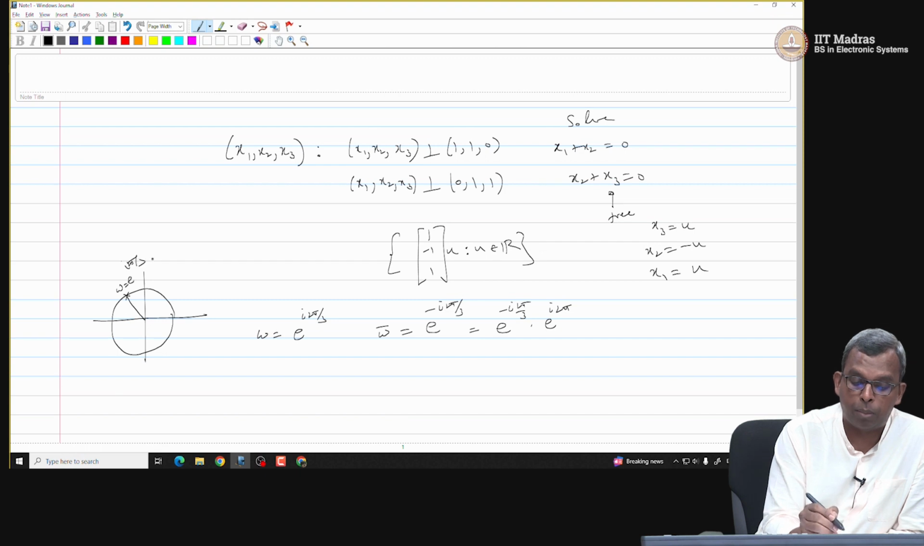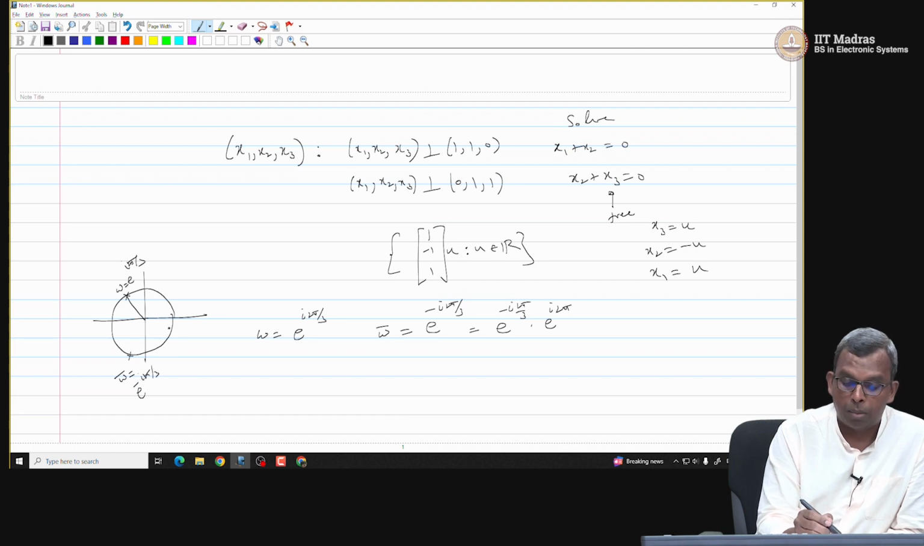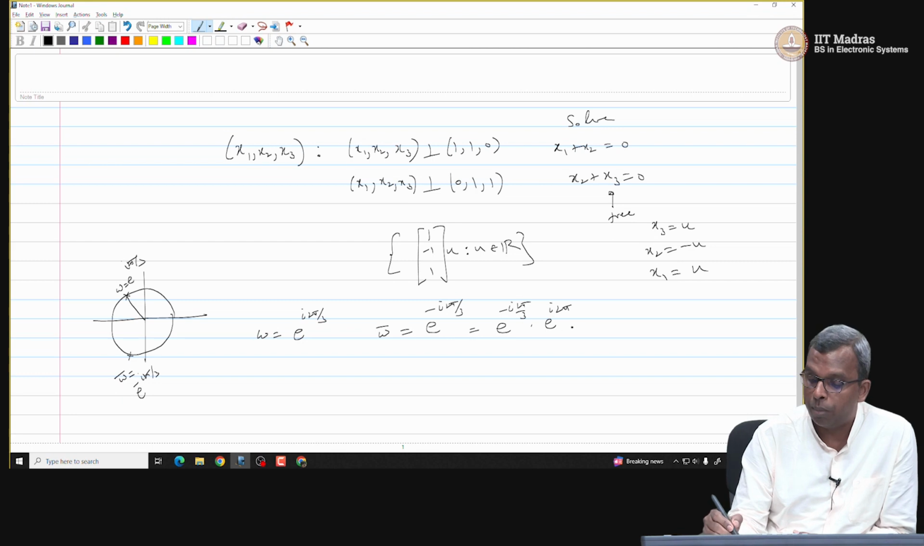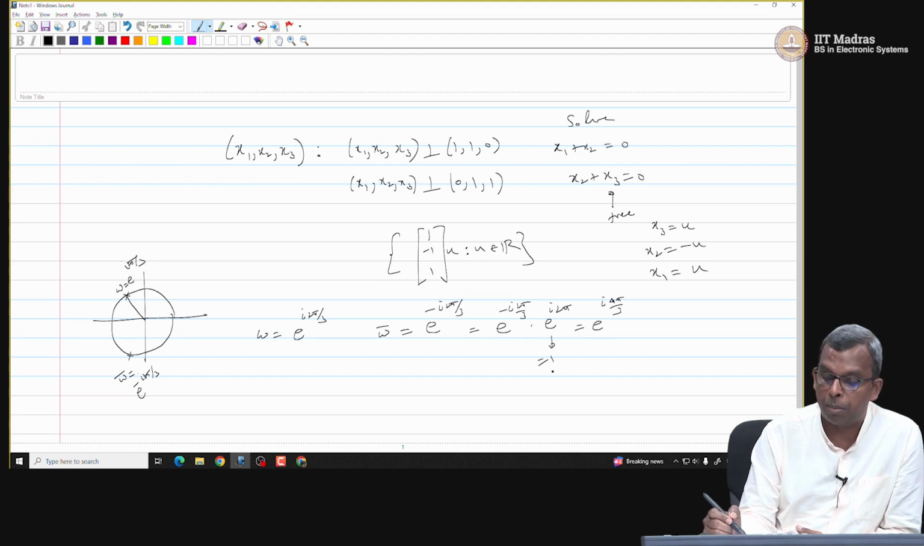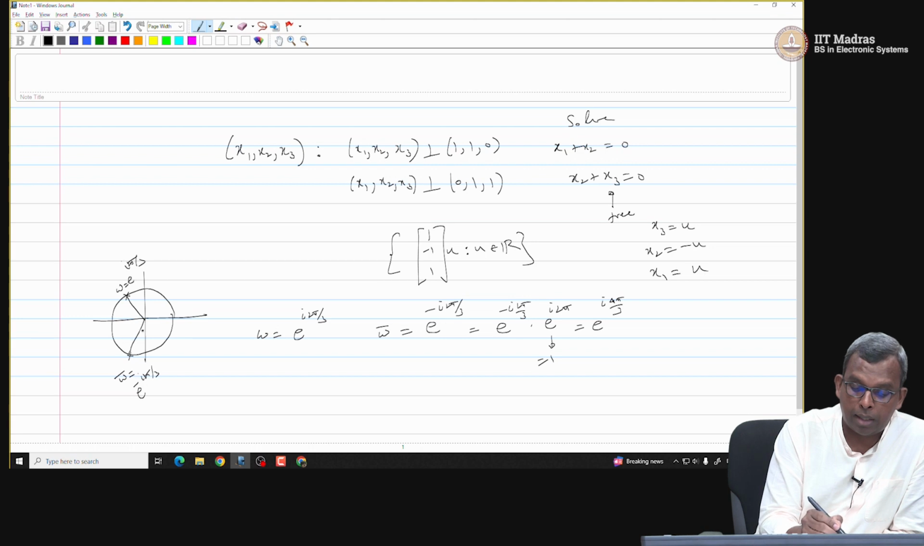This picture is very interesting. When you take the conjugate, you get e power minus i 2 pi by 3, so it will come to this side. This is w bar, which will be e power minus i 2 pi by 3. But it's also the same as e power i 4 pi by 3, isn't it? I can multiply by e power i 2 pi because this is equal to 1. So this angle is either minus 2 pi by 3, or you can come this way, and it will be 4 pi by 3.